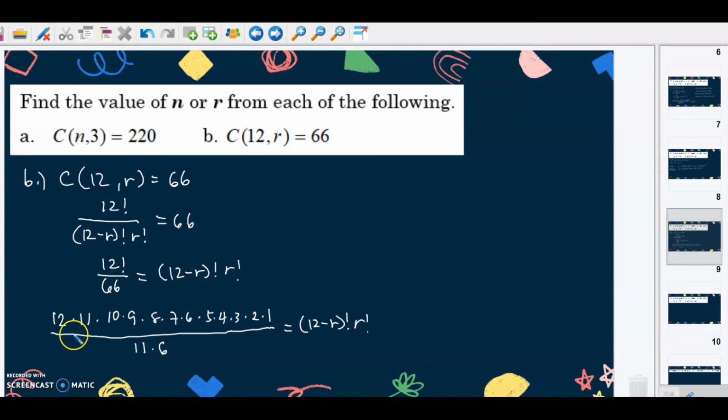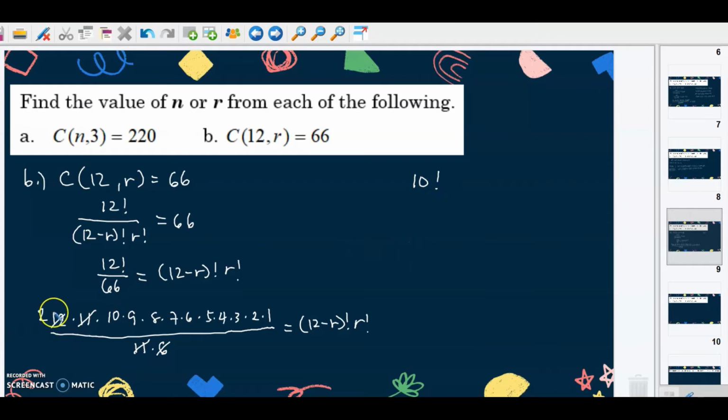Let's simplify now the left side. We can cancel 11 and 11 on the numerator and denominator. We can also cancel 6 and 12, making 12 equal to 2. So on the left side, as you can see, we only have 2 times 10 times 9 times 8 times 7 times 6 times 5 times 4 times 3 times 2 times 1, which we can rewrite into factorial notation. Since we have here 10 times 9 up to 1, then this is just equivalent to 10 factorial.